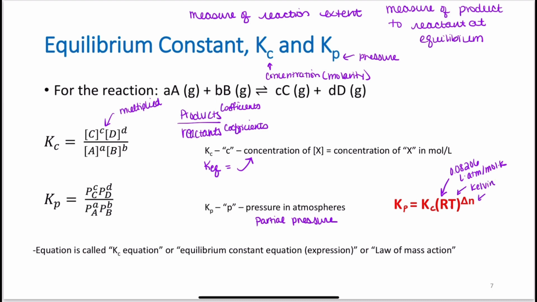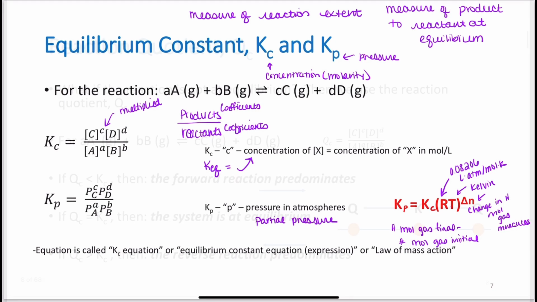And change in n is the change in number of moles of gas molecules specifically, and specifically final minus initial. So the number of moles of gas final minus the number of moles of gas initial. Meaning that, yes, it can be a negative value, it could be equal to 0, or it could be a positive value.